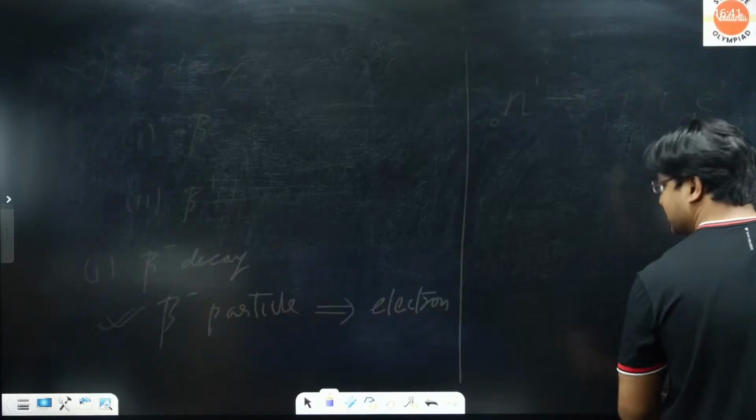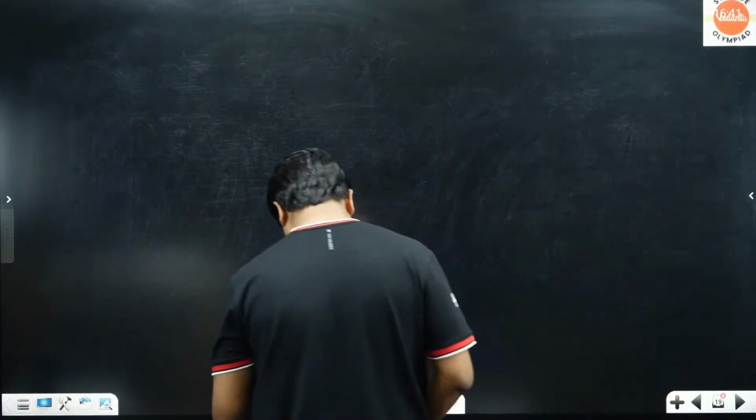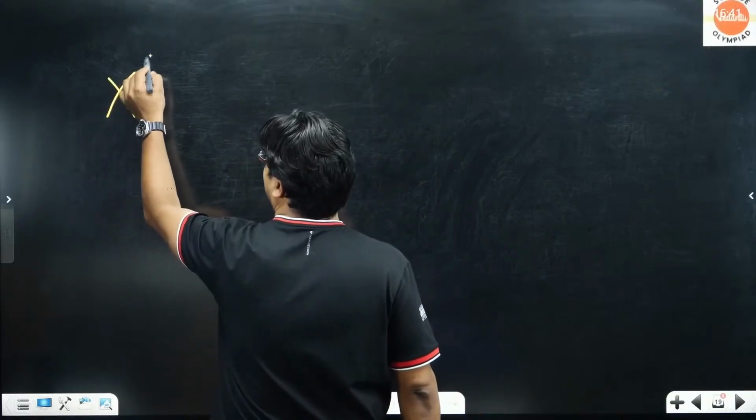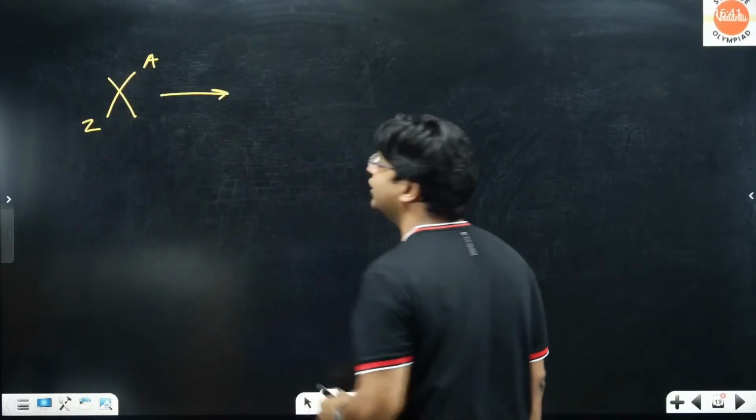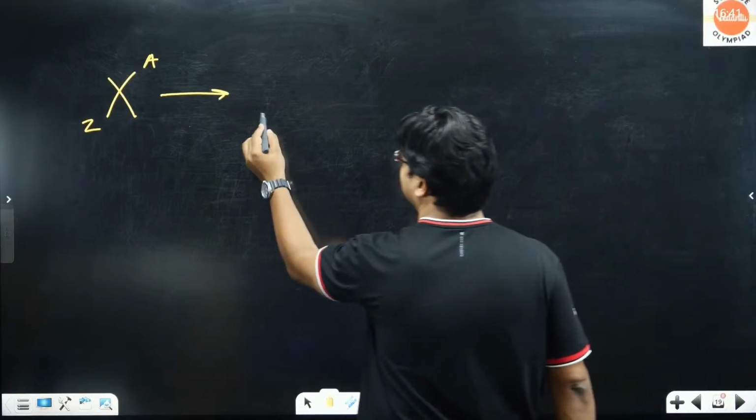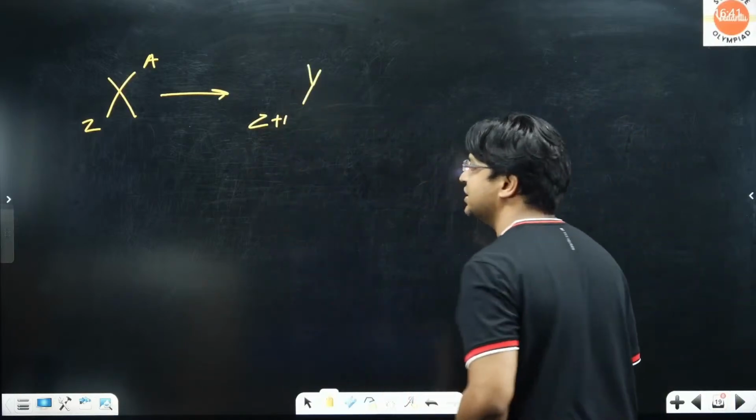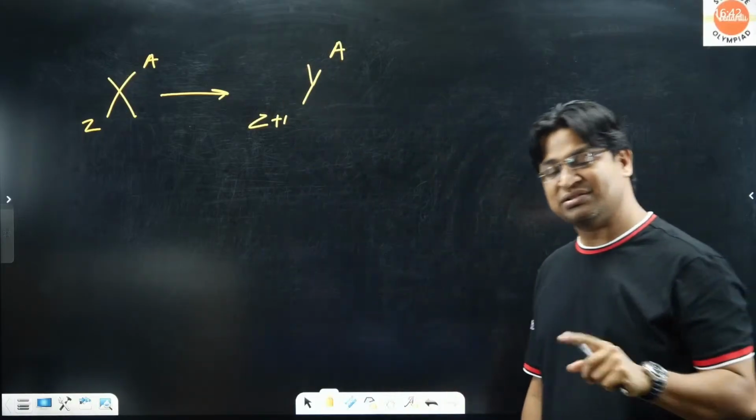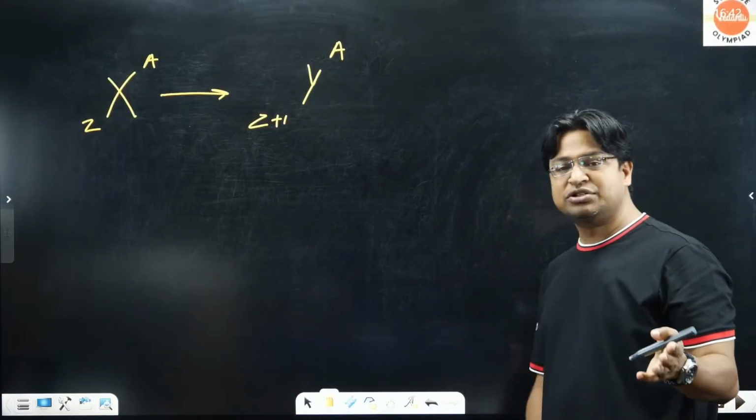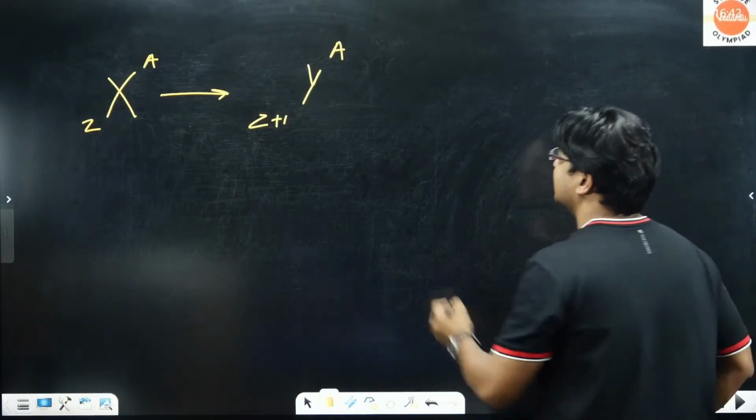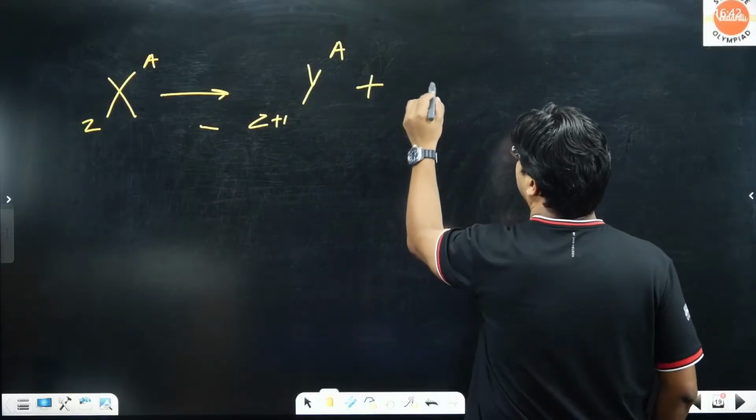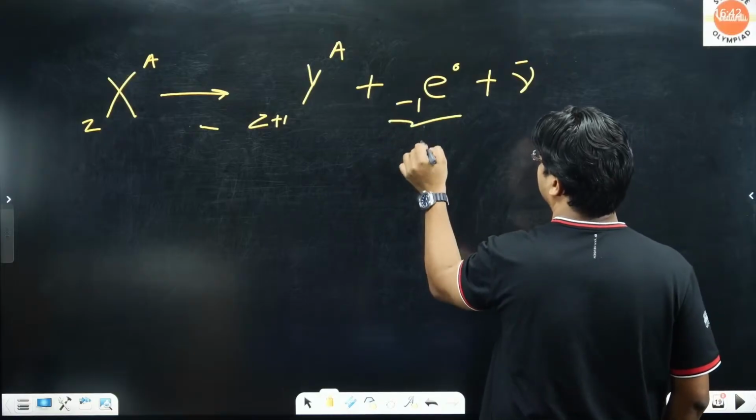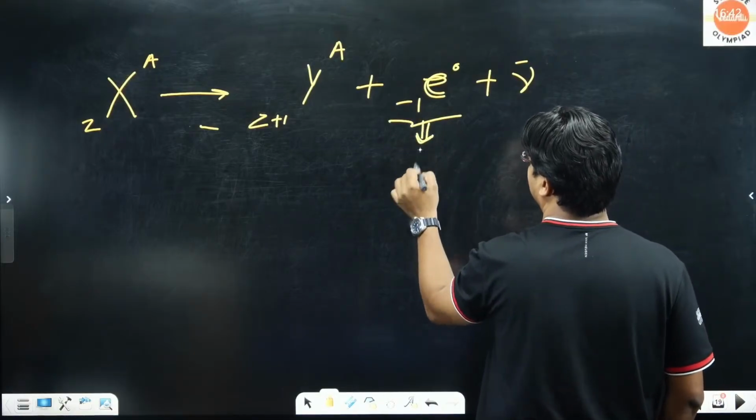So if this reaction is taking place in a nucleus, then what can we expect? Suppose we have X with mass number A and atomic number Z. Now, if one of the neutrons is converting into a proton, Z will increase by 1 and therefore we should change the symbol. But the mass number still remains the same, because a neutron is lost and a proton is born. And we get an electron and we get an antineutrino. So this is what we call the beta particle.